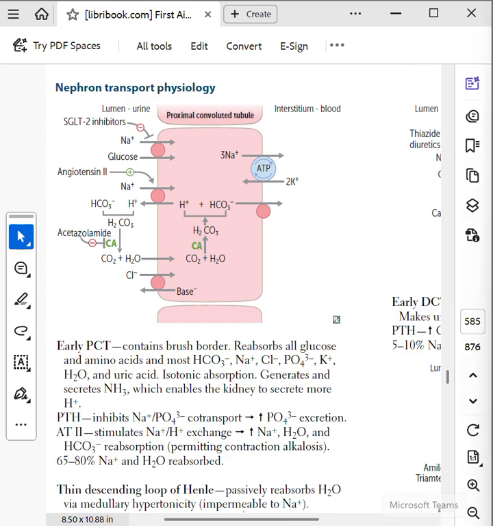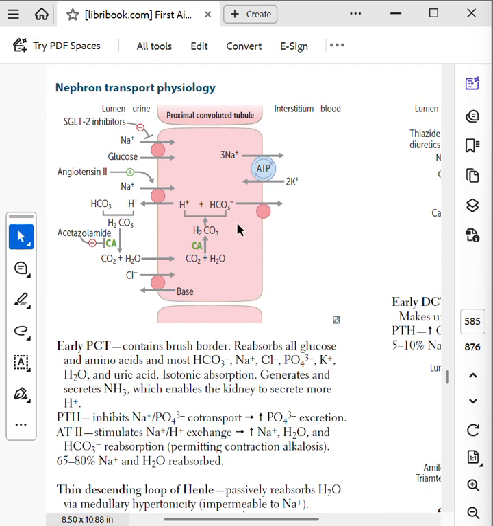Okay, so first and foremost, we're going to talk about the proximal convoluted tubule. The early proximal convoluted tubule is very important. If you want to remember it by one statement, it is where the bulk reabsorption takes place. Bulk reabsorption of what? We have 65 to 80% of sodium being reabsorbed. Then we have a lot of water being reabsorbed, and hydrogen carbonate. We have some of the phosphate being reabsorbed, but the phosphate is dependent on the parathyroid hormone. Most of all of these substances are being reabsorbed in the proximal convoluted tubule.